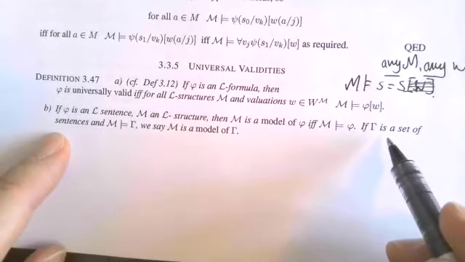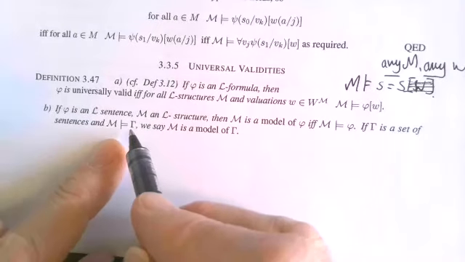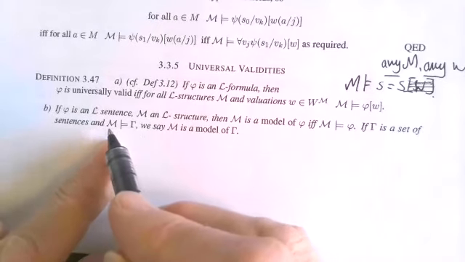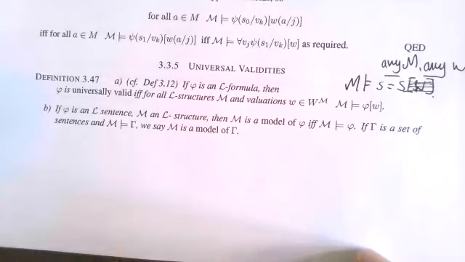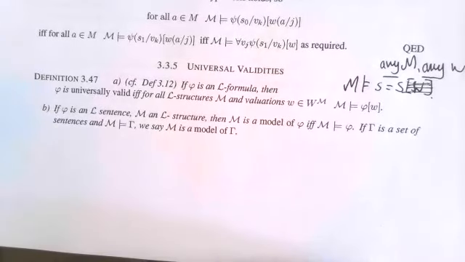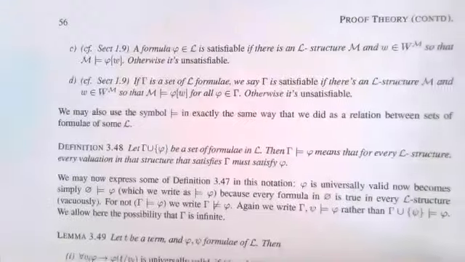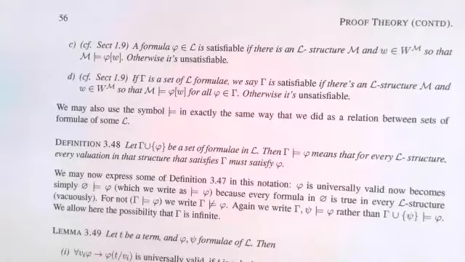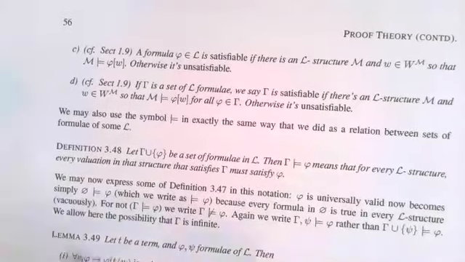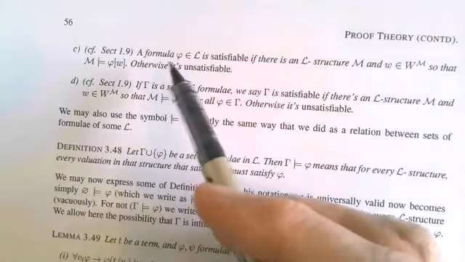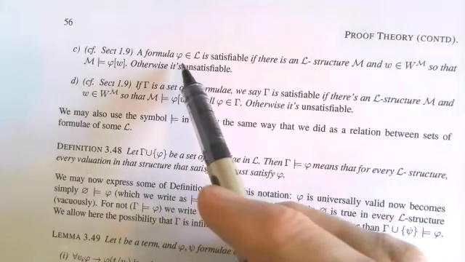If gamma is a set of sentences and all the sentences in gamma are true in M, we say M is a model of gamma. So again, this is just about nomenclature.